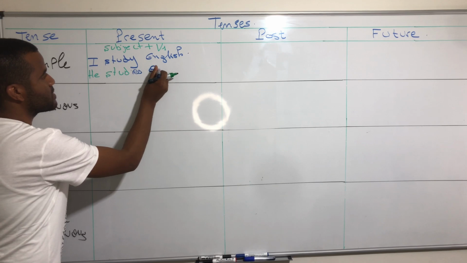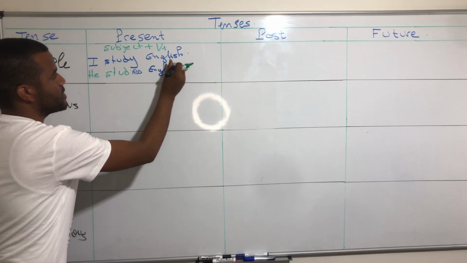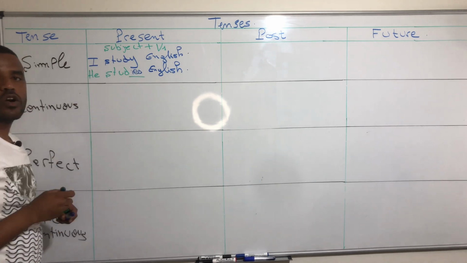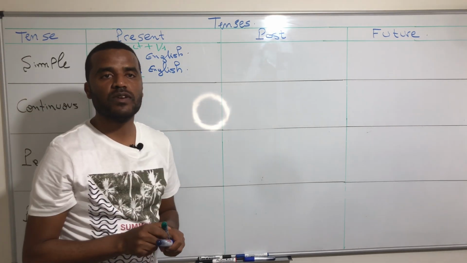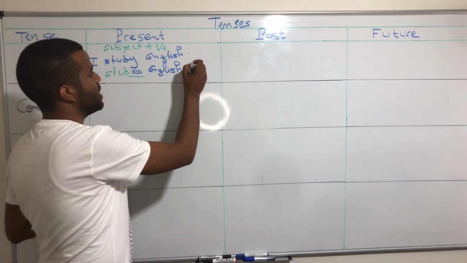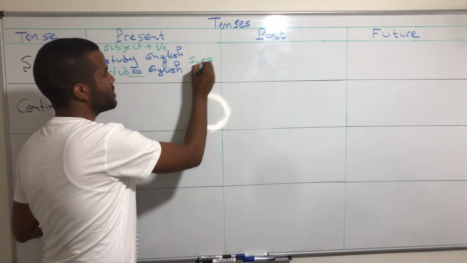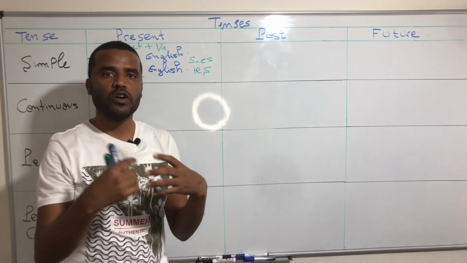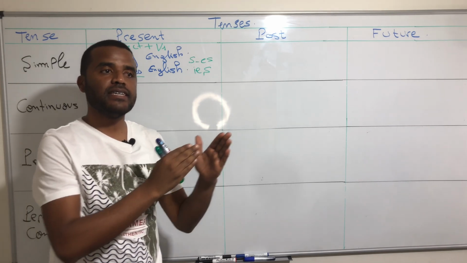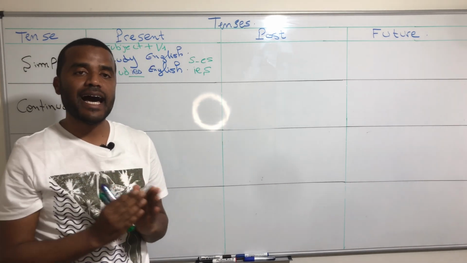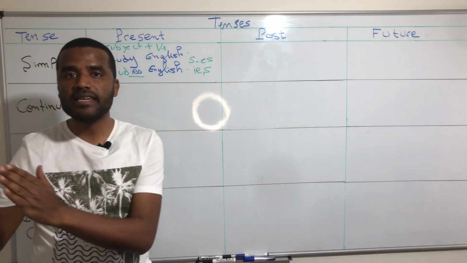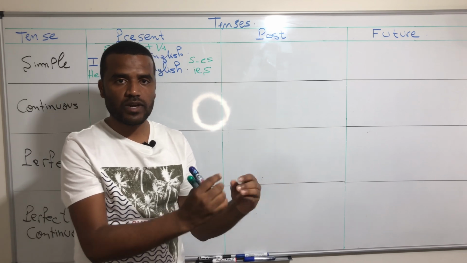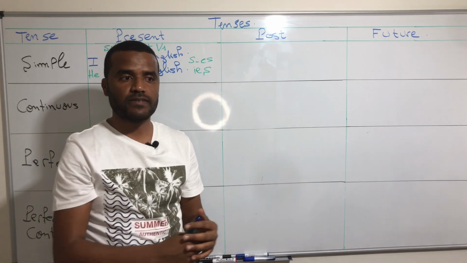So, he studies English. Here we change the verb with he, she or it: we add an s. Either you add s, es or ies. This is the rule of simple present. We can say I learn English, or I play football, he plays football, she plays football. This is how we conjugate verbs in simple present.